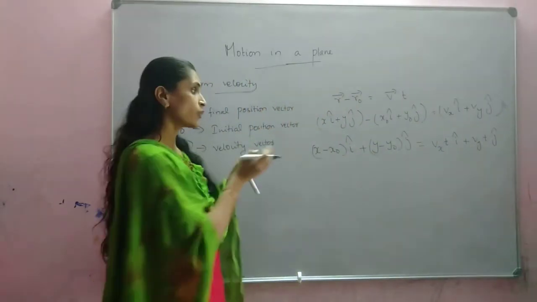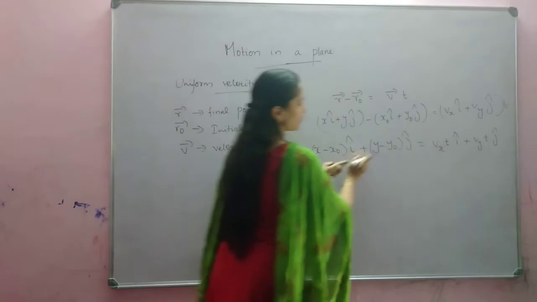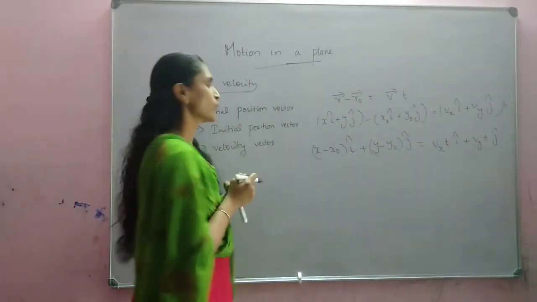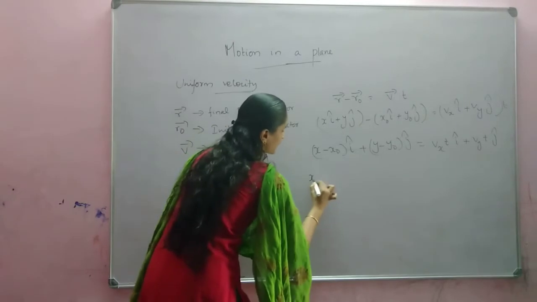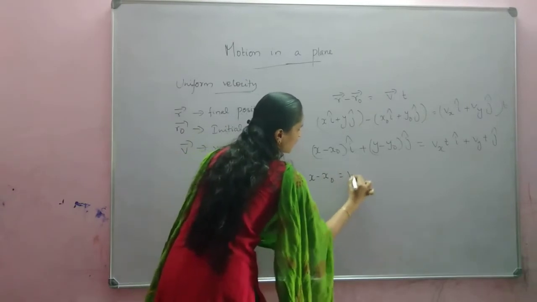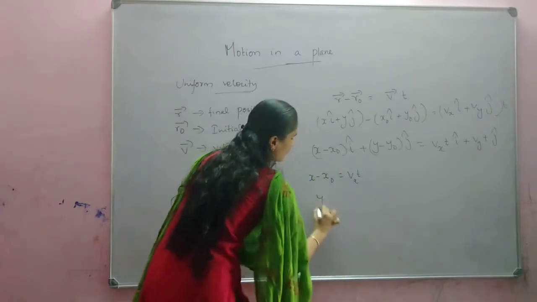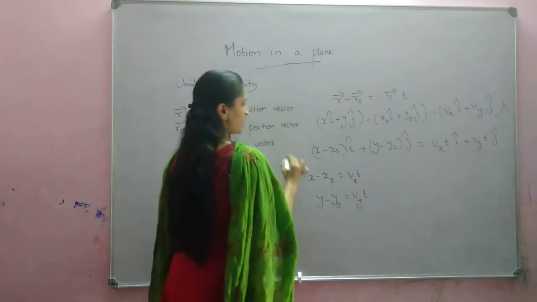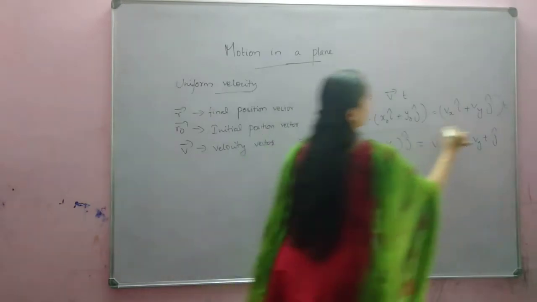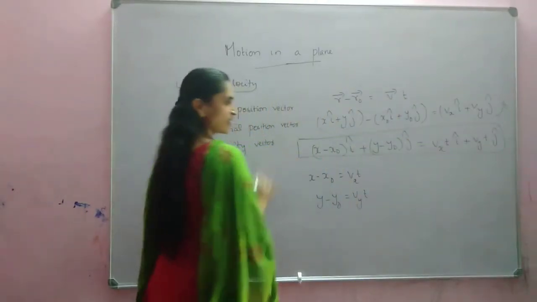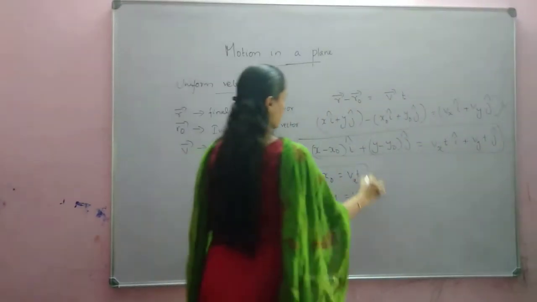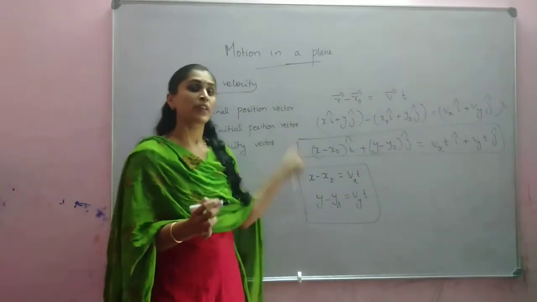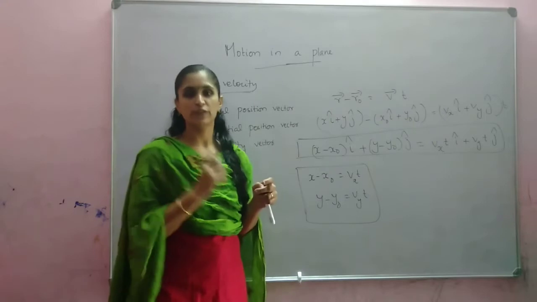Okay, or we can write the i component should be equal and the j component should be equal, then only we can say those vectors are equal. So we can write x minus x0 equal to vx into t, and y minus y0 can be written as vy into t. Okay, so these are the equations of motion. This is in vector notation, or if we are representing in component form, we can write. So these are the equations of motion if an object is moving with uniform velocity.